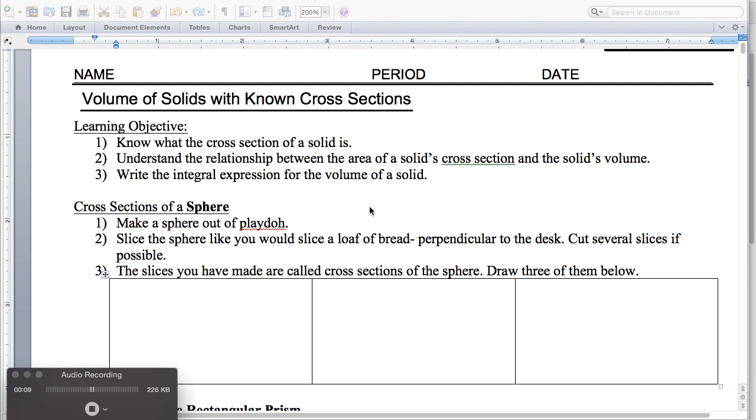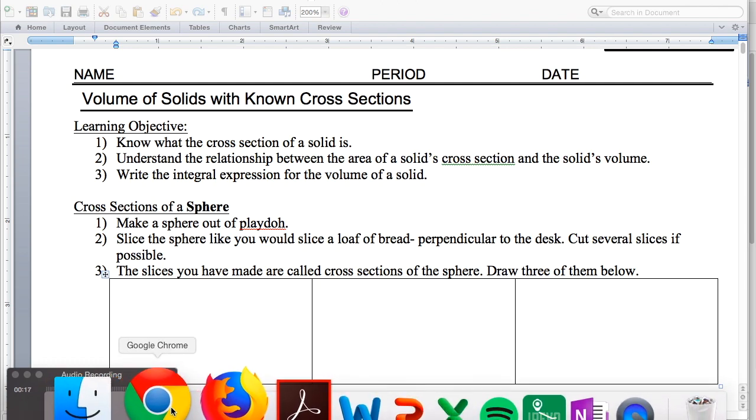So the next part we'll talk about is to know what the cross section of a solid is. So I'm going to play a video that'll explain that part.